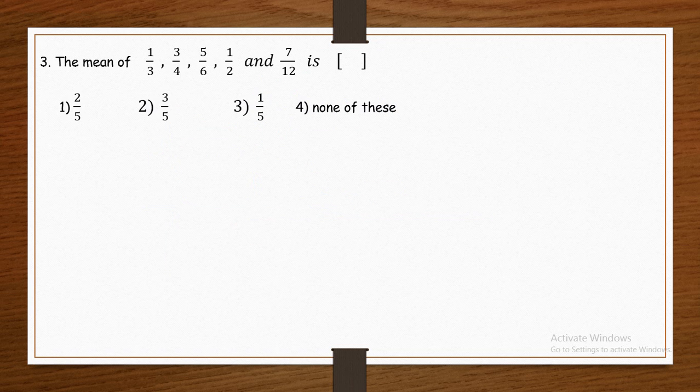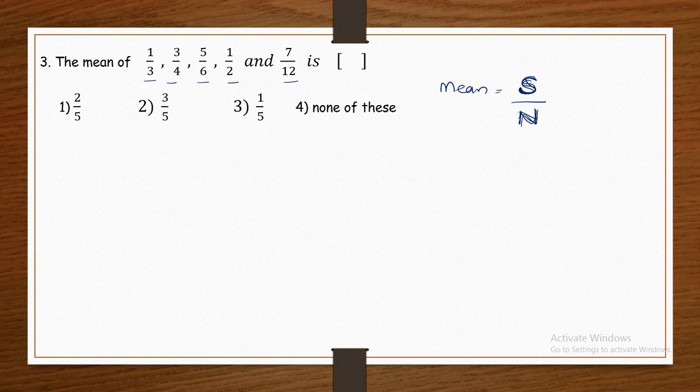Next, moving on to question number 3. The mean of 1 by 3, 3 by 4, 5 by 6, 1 by 2 and 7 by 12 is. So what is the formula of mean? Mean is given by sum of observations by number of observations, right? So what are the observations given? 1 by 3, 3 by 4, 5 by 6, 1 by 2 and 7 by 12.